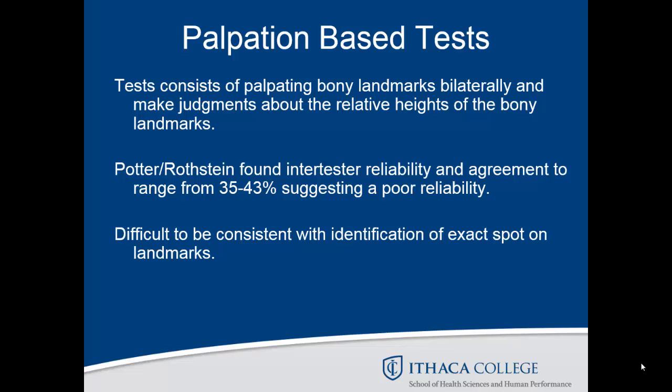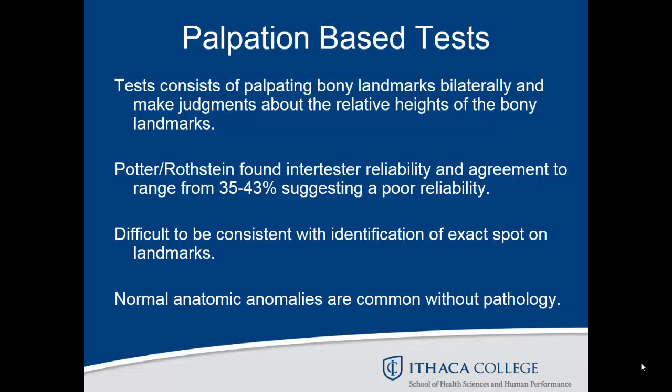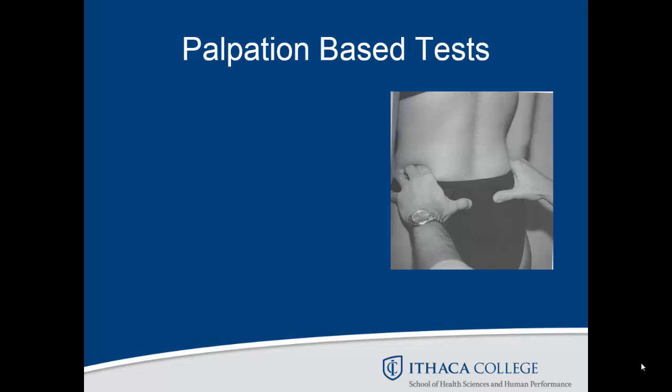The other issue is that quite often these landmarks that we're palpating are large bony landmarks, and identifying the exact same point on that large landmark on the right side to compare it to the left side can be a challenge. And then lastly, there's normal anatomic differences from right to left within people, and so those are common without any pathology. And so if you were to palpate these landmarks on a patient that had this anomaly, you might come to a conclusion that there was pathology based on that palpation of their normal anatomy, and come to an incorrect conclusion. So some of these tests.